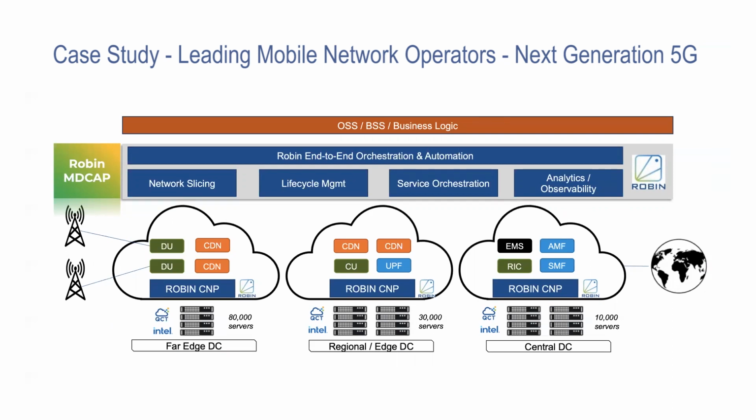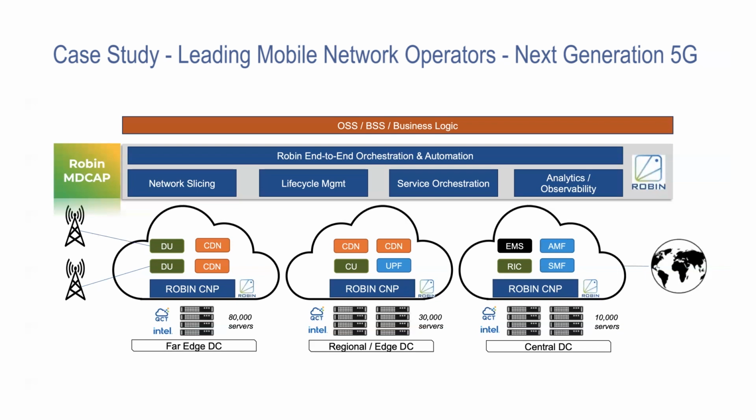So looking at this diagram, they have three types of data centers: central DC, regional or edge DC, and far edge DC. On the central DC, all the core applications such as AMF, SMF, RIC, EMS are run. At the edge, all the UPF, CU, and some of the RAN components and some MEC applications would run. And the far edge is very close to the radio towers or RU, where the DU instance of the radio runs. Robin also has another product called MDCAP, the multi-data center automation platform, which would do the end-to-end automation for all these workloads and also the cluster management across all of that.